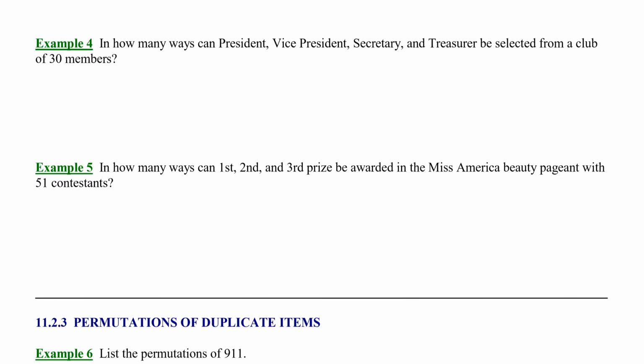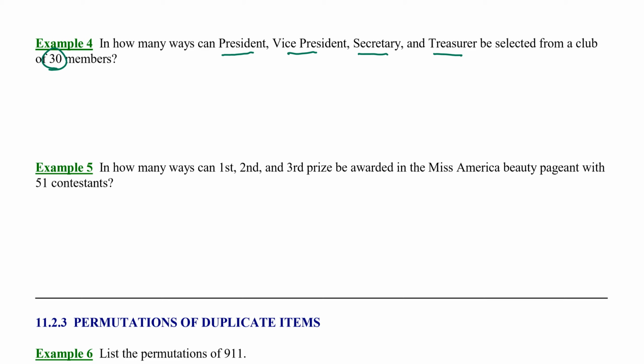Example 4. In how many ways can president, vice president, secretary, and treasurer be selected from a club of 30 members? So we have a total of 30 members in our club, and we are forming a slate or a lineup of executive officers for our club, and there's 4 for the slate, right?